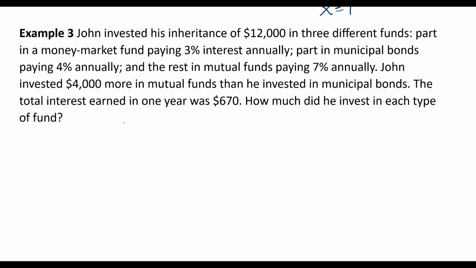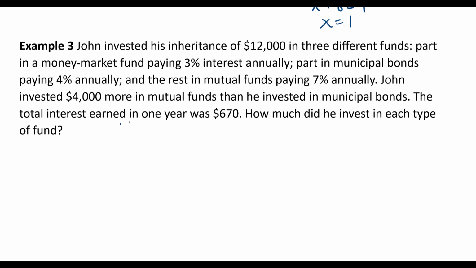So we know he's going to have x plus y plus z is $12,000. We're trying to find out what x, y, and z are. Okay. And then John invests $4,000 more in mutual funds.